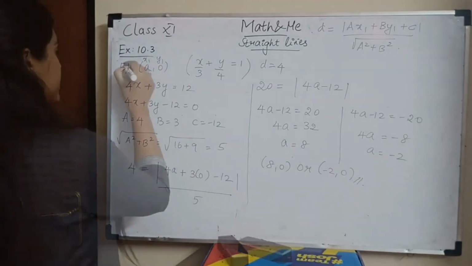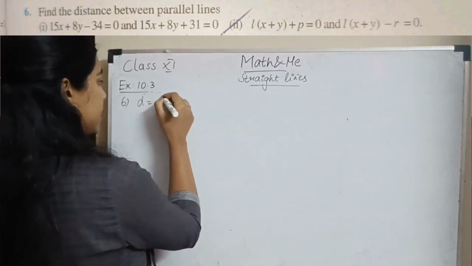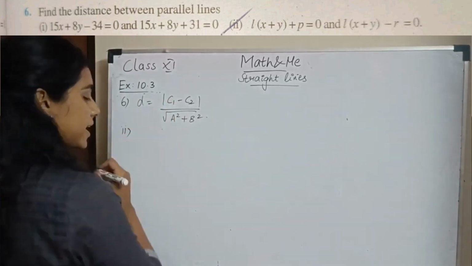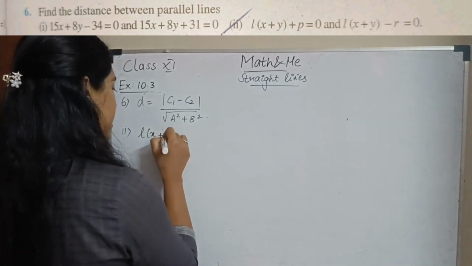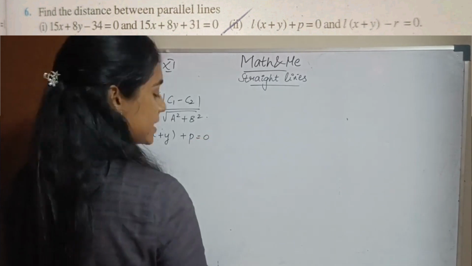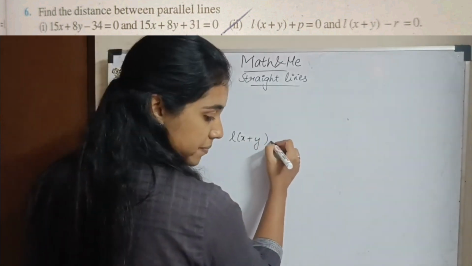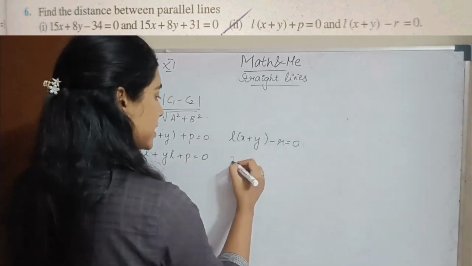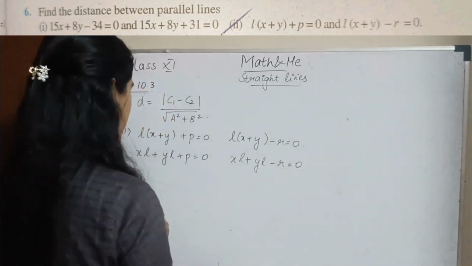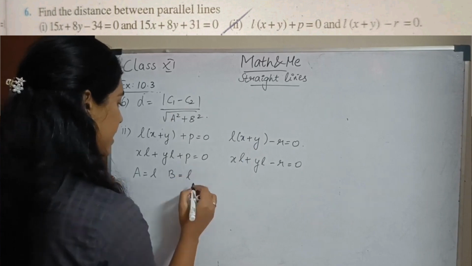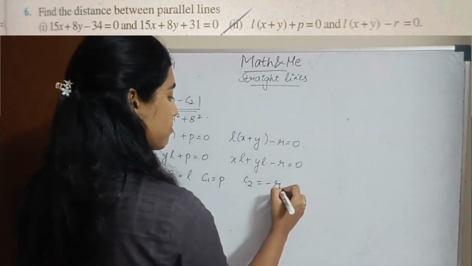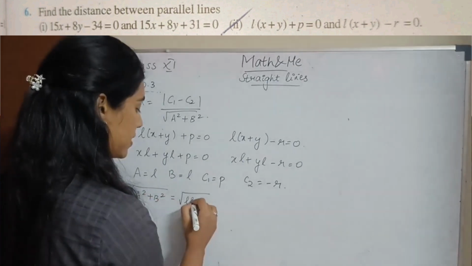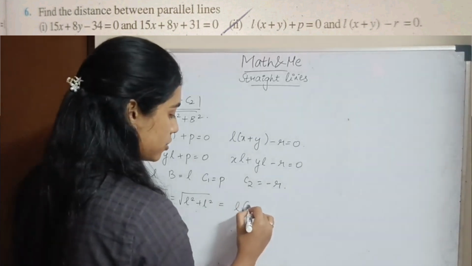Okay. Question number 6. Find the distance between the two parallel lines. So what is the formula? D equals |C1 - C2| divided by the root of a squared plus b squared. What are the equations given? I am doing the second subsection, which is lx + ly + p = 0. This is one equation, and the other equation is lx + ly - r = 0. So your a is l, b is l, your C1 is p, your C2 is -r. The root of a squared plus b squared is the root of l squared plus l squared, which is 2l squared.